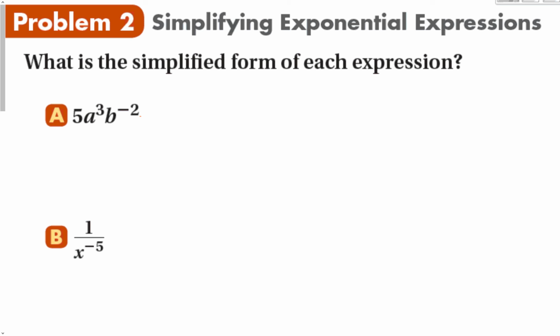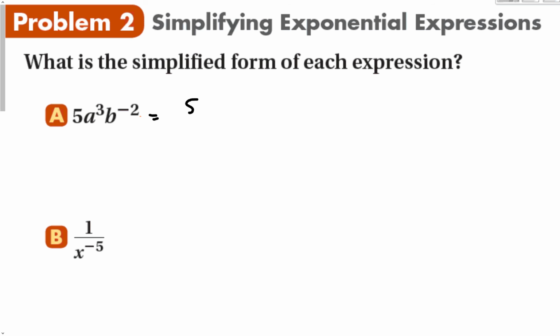Okay, here's an expression. What is the simplified form of each expression? So we're going to simplify both of these expressions. In the first one, in part A, only the b is raised to the negative second power. This question would be much different if it looked like that. That's something we're going to see in a later section. But for now, only the b is raised to the negative second power. That means it's only the b that you are going to move to the denominator of a fraction.